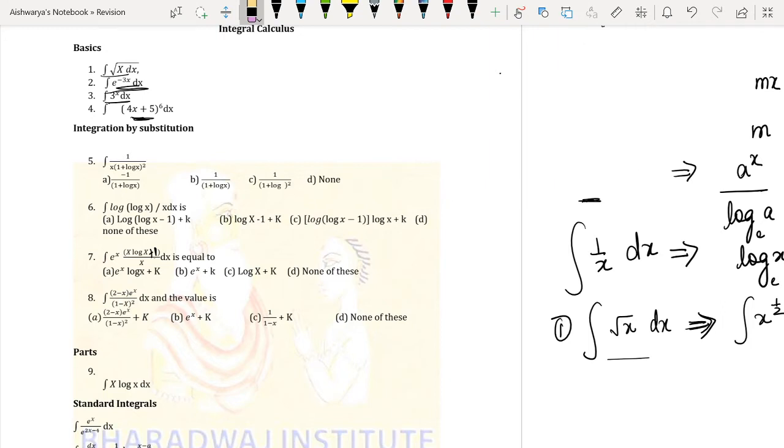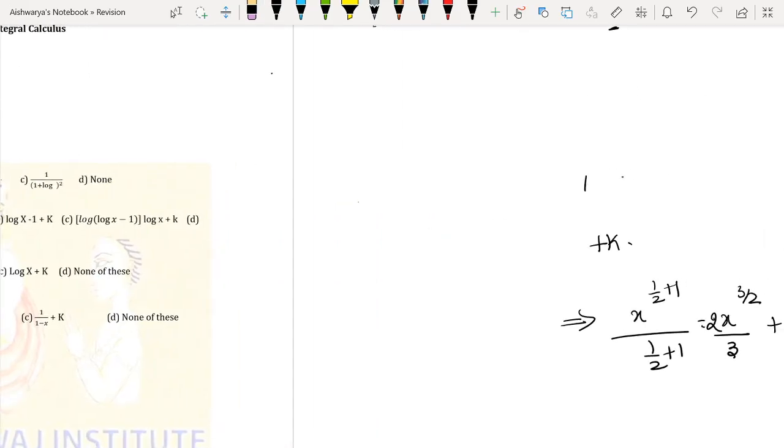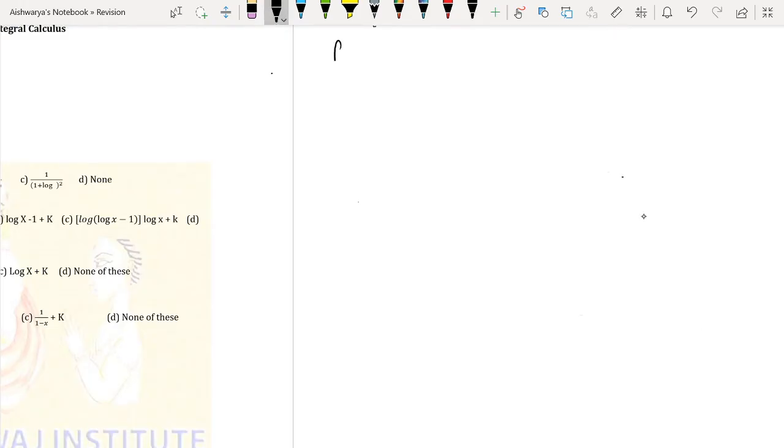Let's take down the first question: integral of 1 by x into (1 plus log x) the whole square. Okay, integral 1 by x into (1 plus log x) the whole square. Now by looking at this itself, automatically in integration you don't have product rule, division rule. So integration by substitution is what we need to explore.